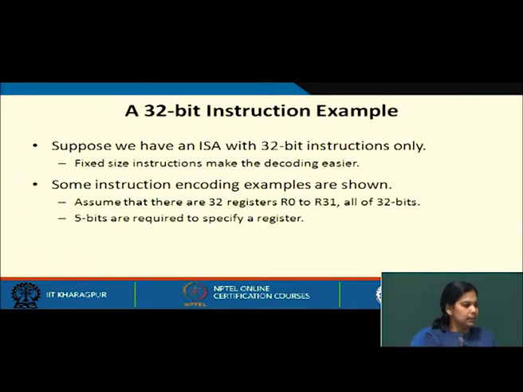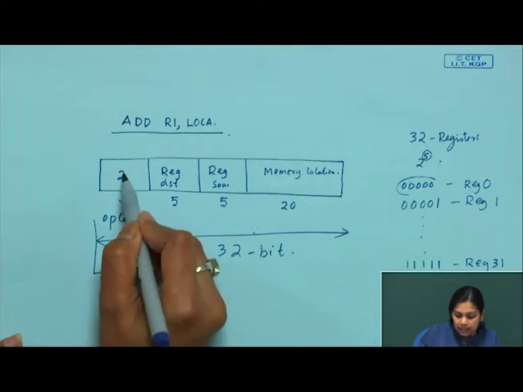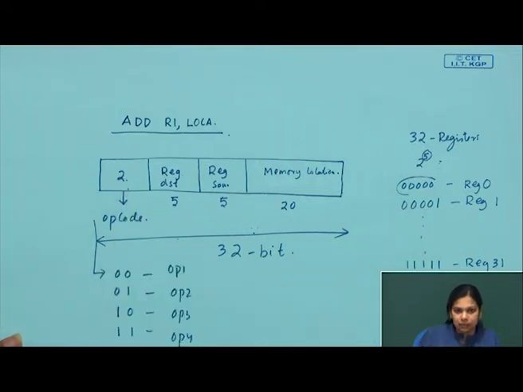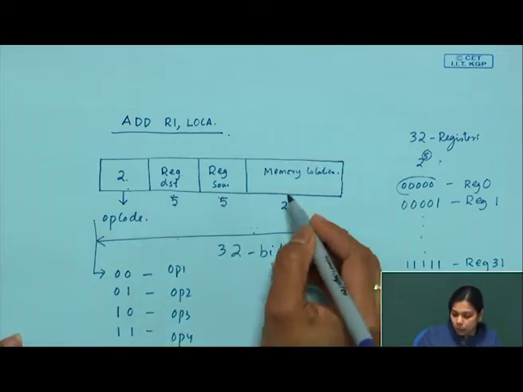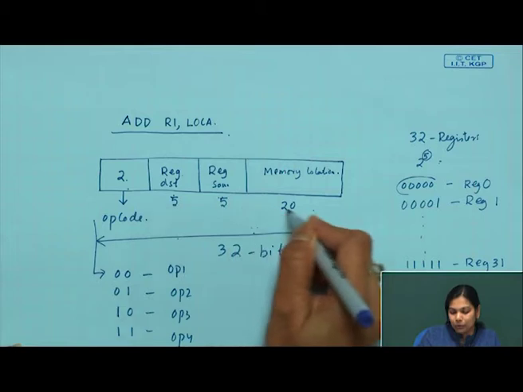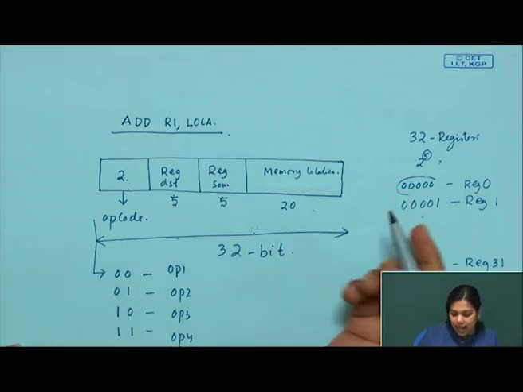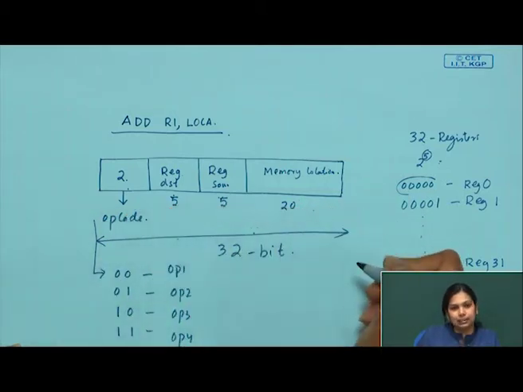So, coming here, fixed size instruction makes the decoding easier. How is it easier? Coming to this diagram once more, you already know that the first 2 bits are your operation opcode. So, you can check only this code to know which operation it is. You already know that these 2 fields are your registers, and you already know that these 20 bits are your memory location. The total instruction of 32 bits is fixed, and these bits are fixed for these fields.